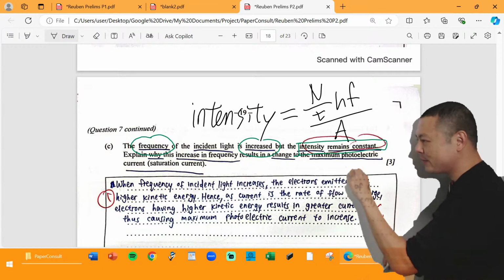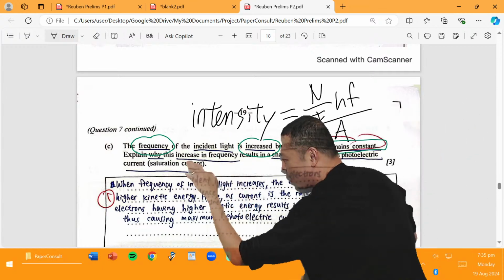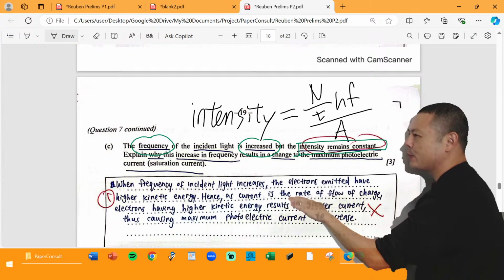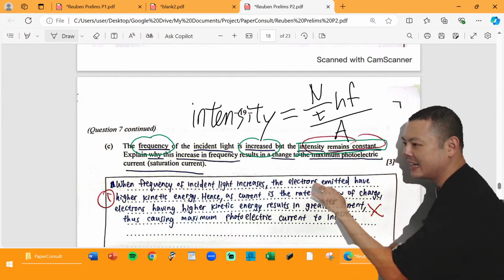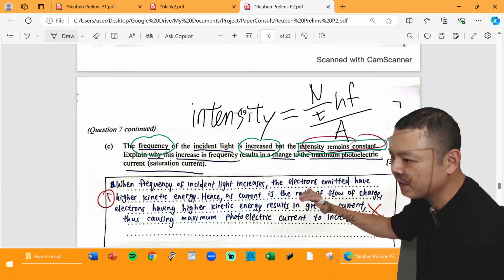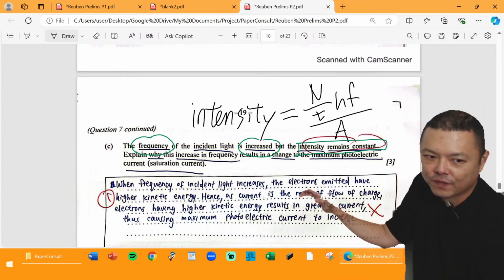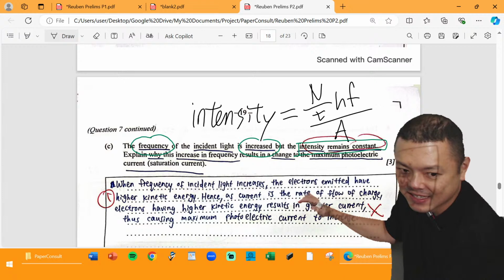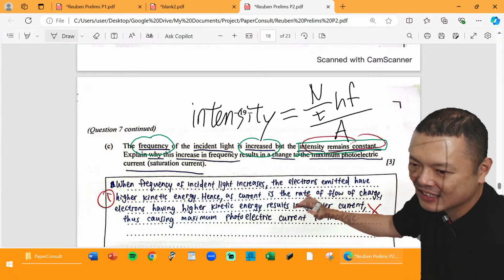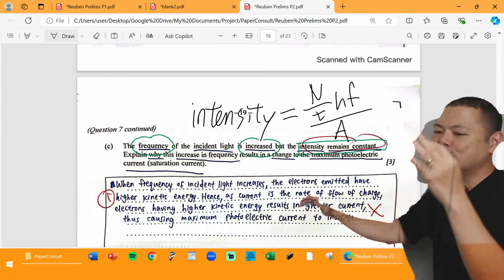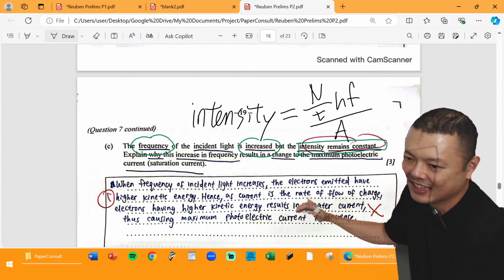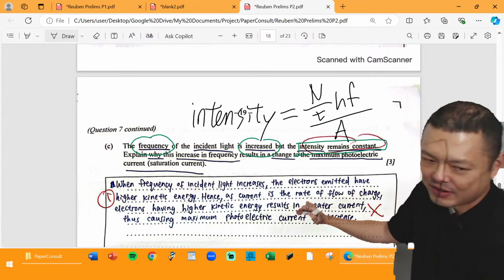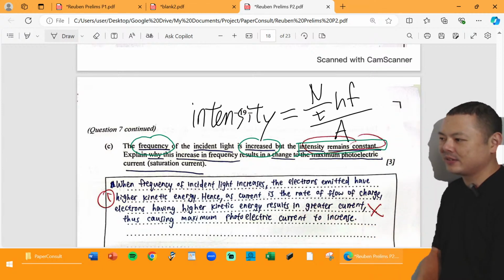So then you have to go on to the fact that in order to keep the intensity constant, when the frequency increases, the rate of photons must decrease, and therefore the rate of photoelectrons emitted is lesser, and therefore the current in the circuit will be lower. The current depends on the electrons.